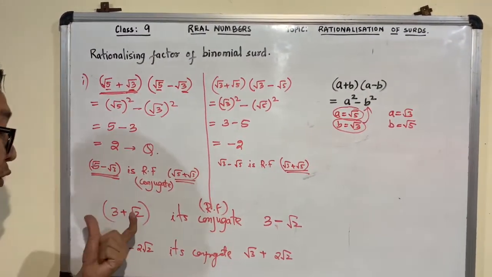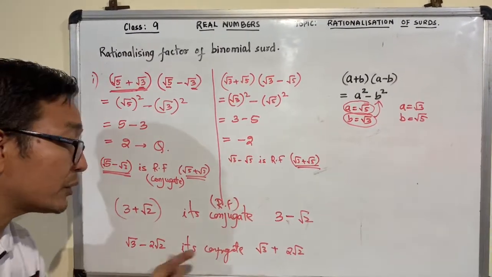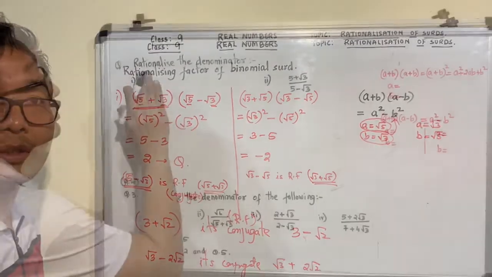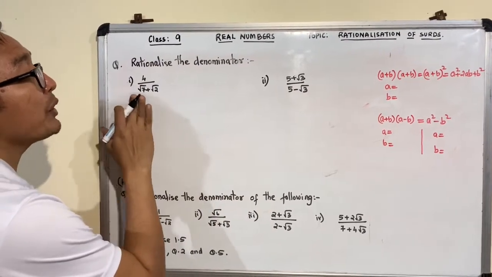Two terms in a row: positive becomes negative, negative becomes positive. That is how we find the rationalizing factor of a binomial surd. Now, rationalize the denominator of a binomial surd.